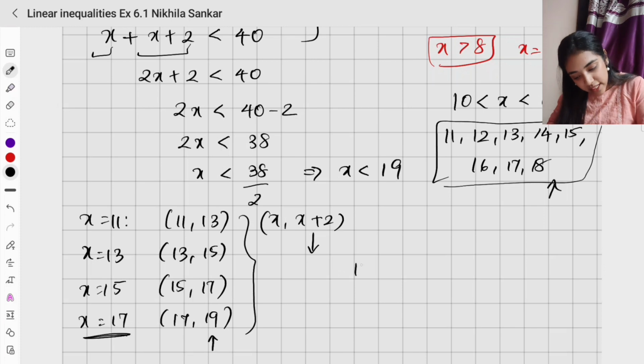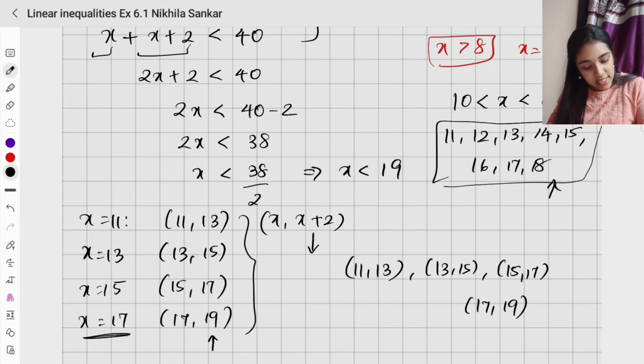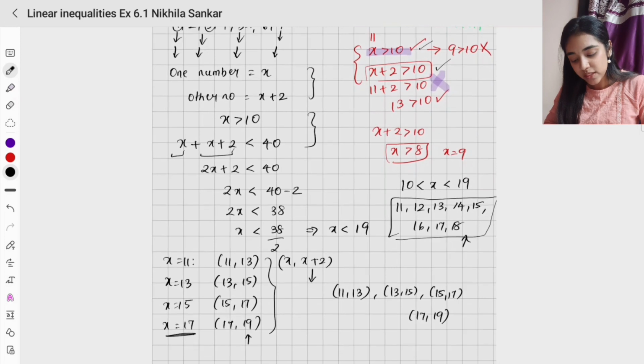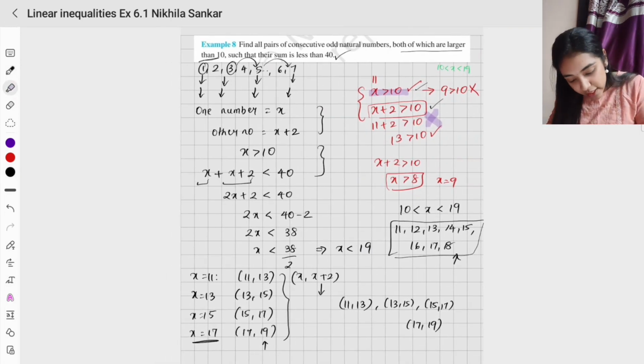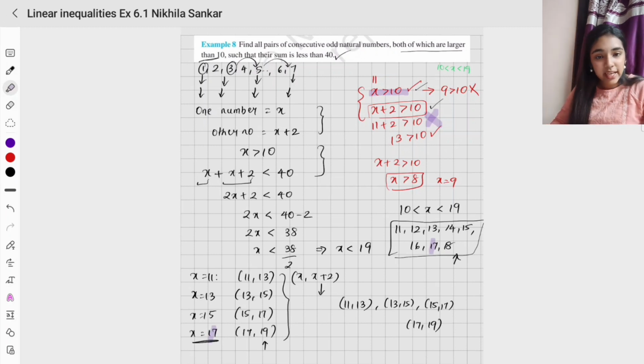So what are the odd numbers? Your final answer is going to be the ordered pairs 11 comma 13, 13 comma 15, 15 comma 17 and 17 comma 19. So these are your required ordered pair solutions. Okay, please pay attention. Right? 19 is not included in x, and if you ask how 19 came, you have to understand that x's value is 17. It is not 19. x plus 2 is 19. Okay, please understand. Copy.